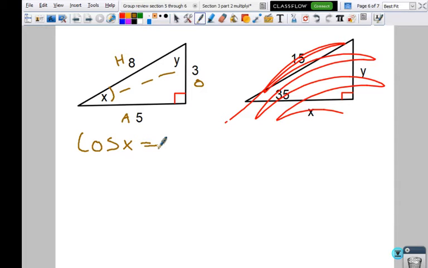Will it be different though, if someone else uses tan or cosine? Not as long as you set it up right. Alright, what's cosine gonna equal? Which one is that one? Okay, so write it down. 8 over 5 or 5 over 8? 5 over 8. So cosine x equals 5 over 8.